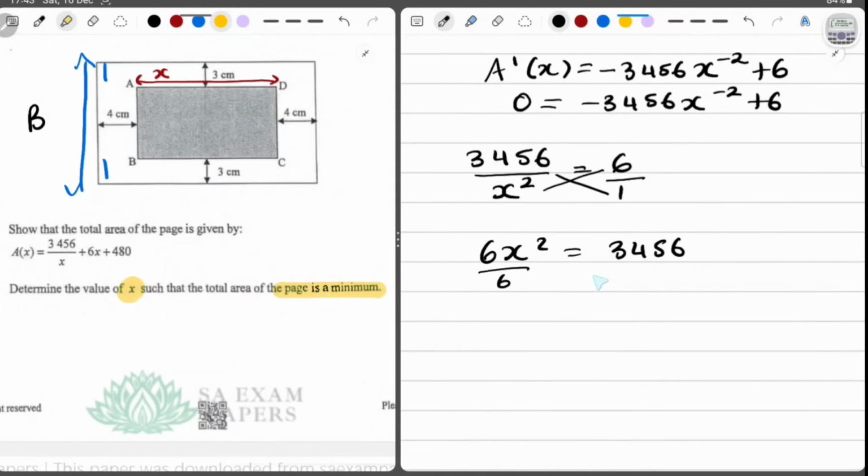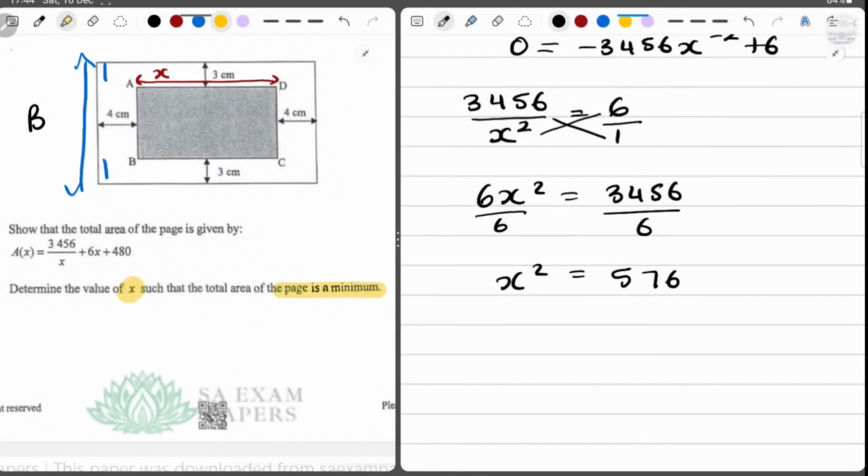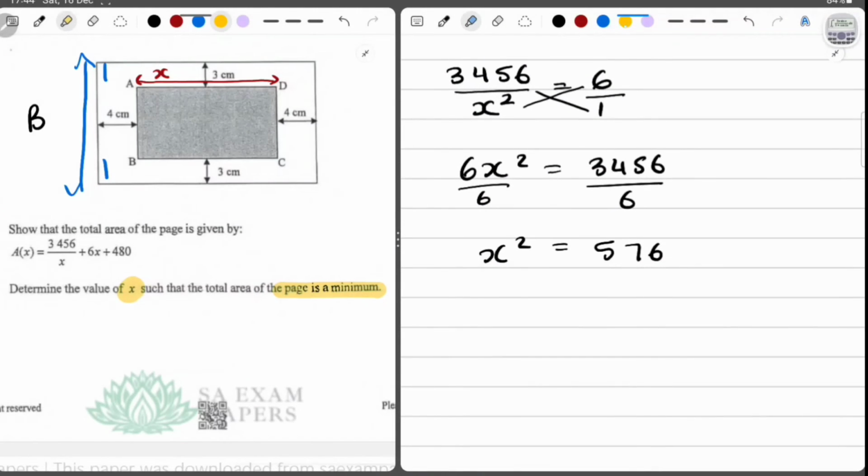Then we can divide both sides by 6. Hopefully that number divides by 6, but it doesn't matter. Divide by 6. Okay, it does. So x squared is equal to 576. Then this is saying x squared, so you need to find the square root of both sides. So square root both sides.